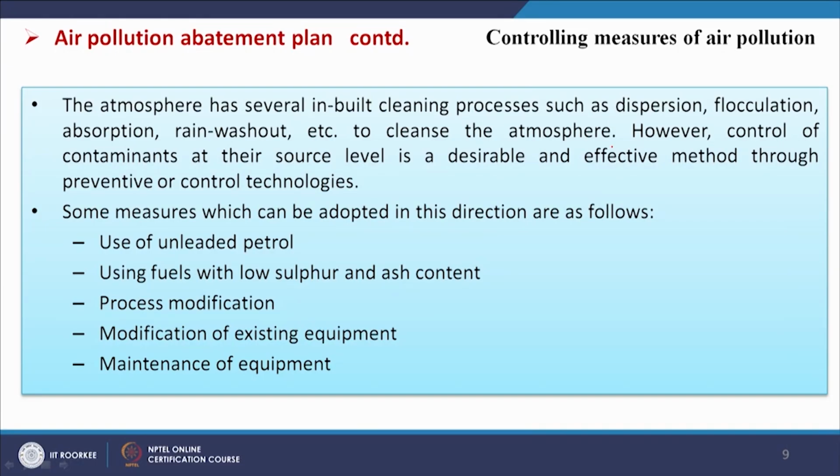However, control of contaminants at their source level is a desirable and effective method through preventive or control technologies. So, when the pollutants are being generated, our first principle will be to reduce those generations of emission. Some measures which can be adopted in these directions are as follows: use of unleaded petrol in the vehicle, using fuels with low sulfur and ash content, in industries process modification, modification of existing equipment and maintenance of equipment. So, that is applicable for cars and all vehicles also.